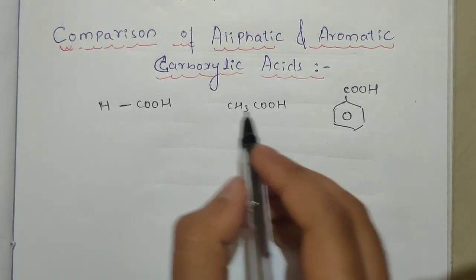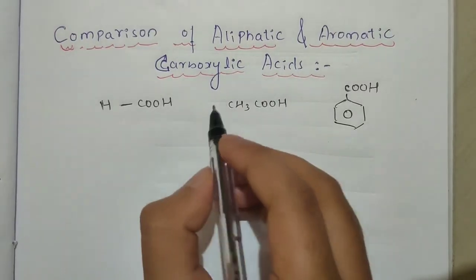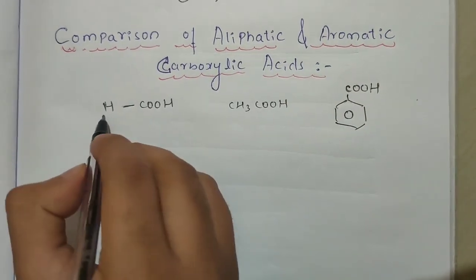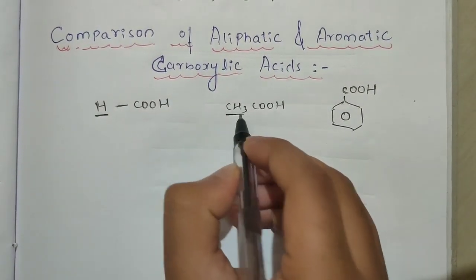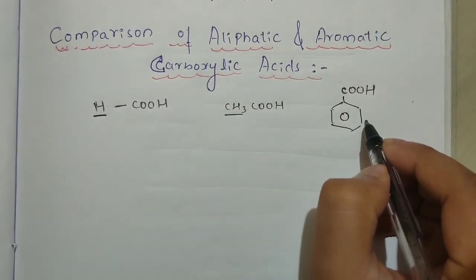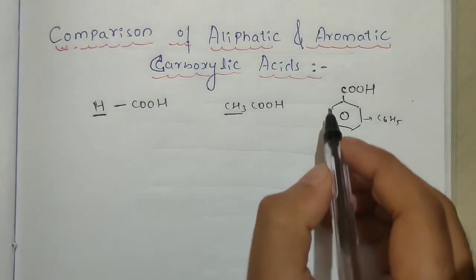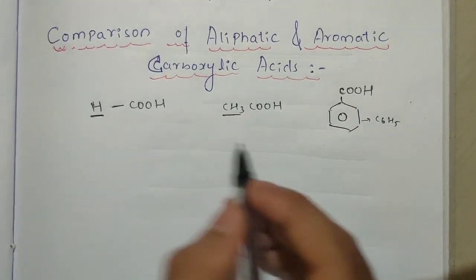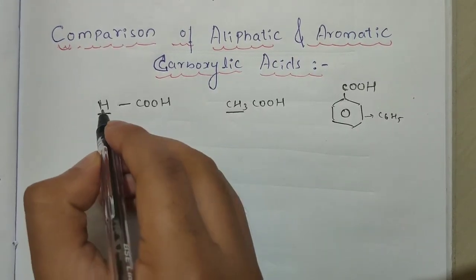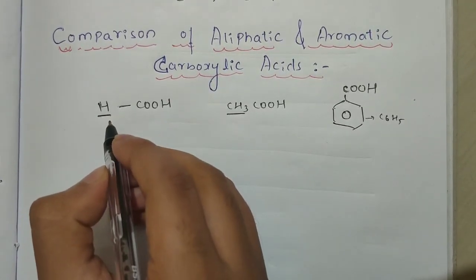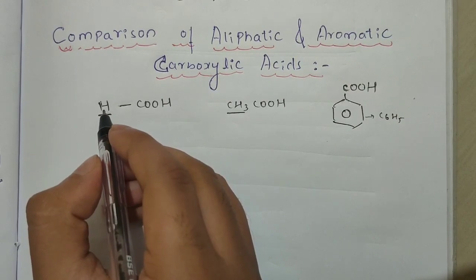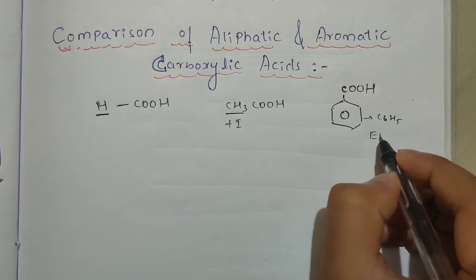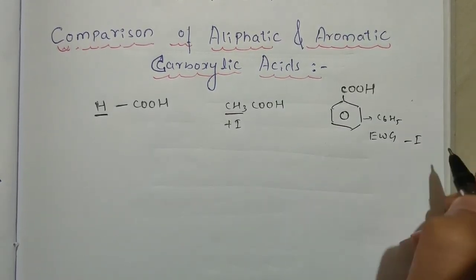So what are the groups? You should first see what groups are attached to the functional group COOH. It is hydrogen, which is a different group; CH3, which is an electron donating group; and C6H5, the phenyl group, attached to the functional group COOH. This hydrogen is neither an electron donating nor an electron withdrawing group. CH3 has a plus I effect, so it is an electron donating group, and this is an electron withdrawing group, I mean minus I.